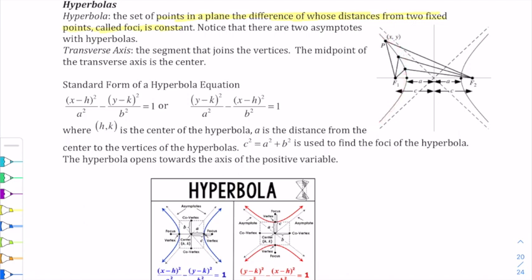Okay. So here's a focus and here's a focus. So it's kind of like two parabolas. Okay. So if you take the difference of these two distances from the point on the hyperbola to the different foci, that difference is the same. So we create this very similar to how we do our ellipses.